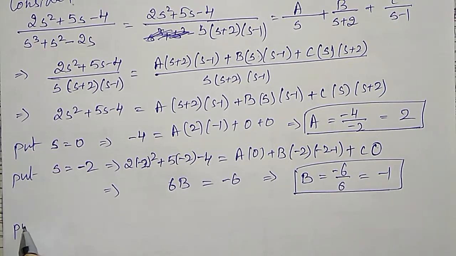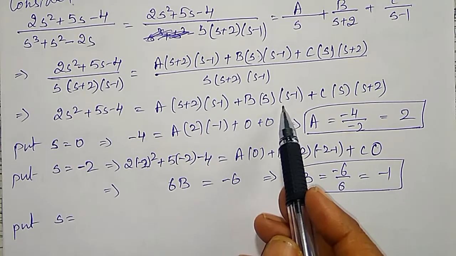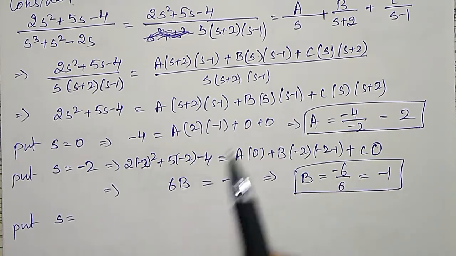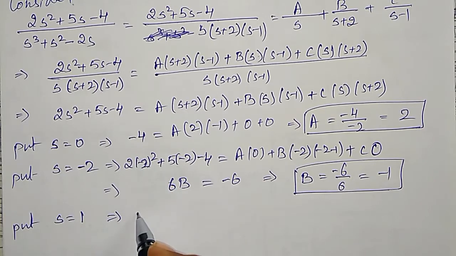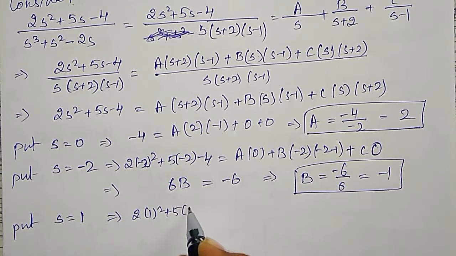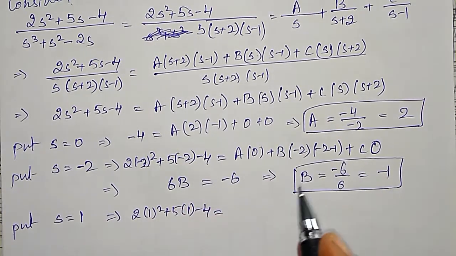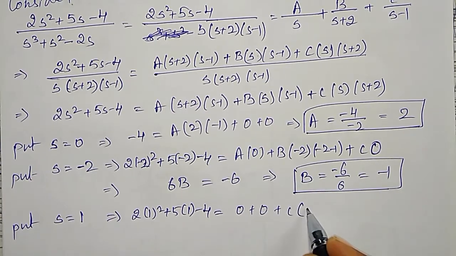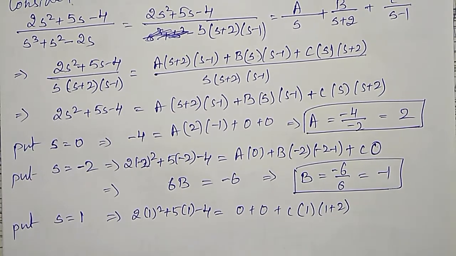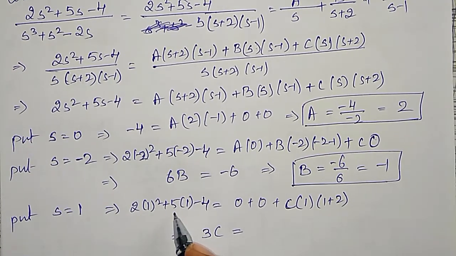Next let me put s is equal to 1, then 2 into 1 square plus 5 into 1 minus 4 equal to A into, at s equal to 1 this will become 0, B also becomes 0, plus C into 1 into 1 plus 2, which implies 3C is equal to 2 plus 5, which is 7, 7 minus 4 is 3, which implies C is equal to plus 1.